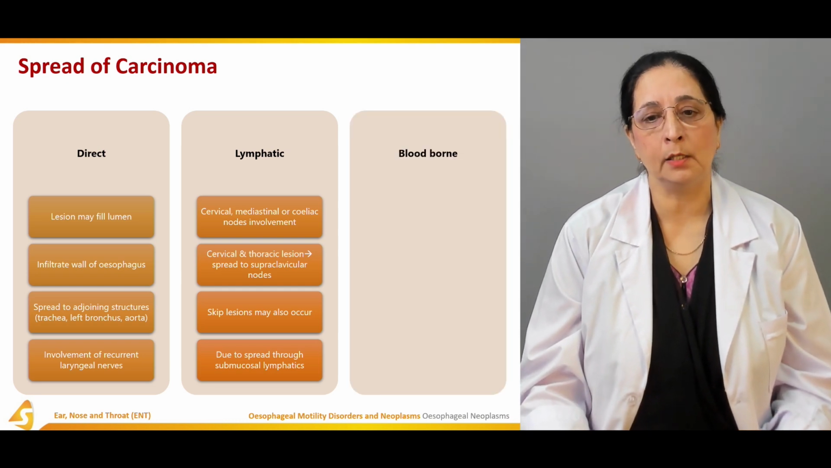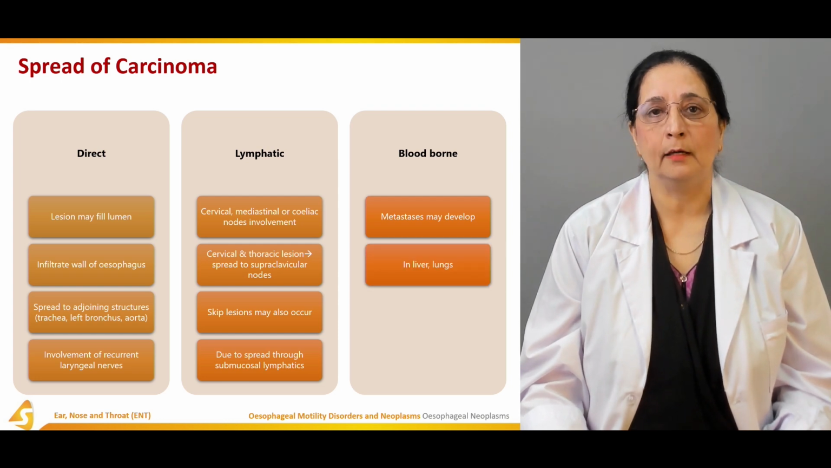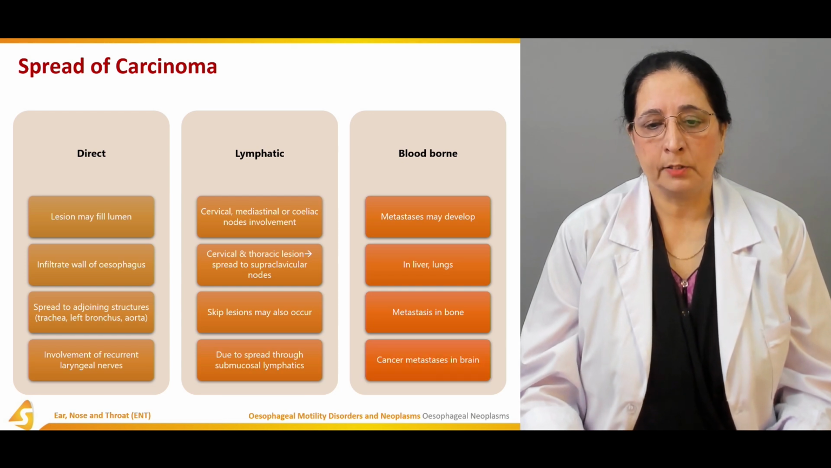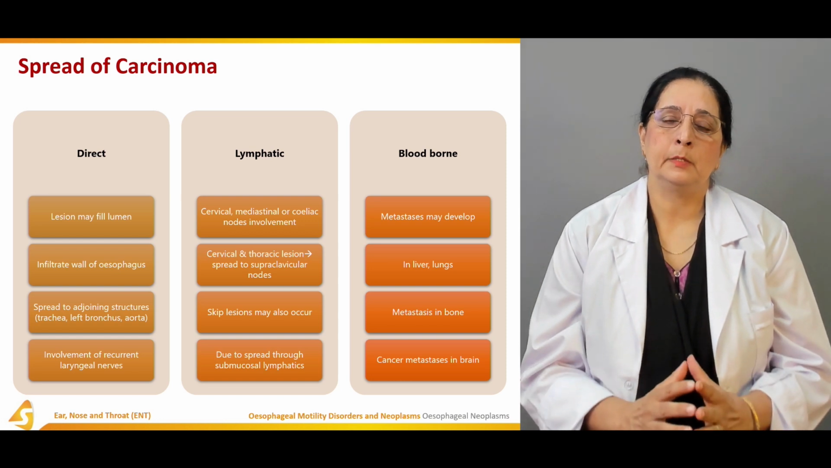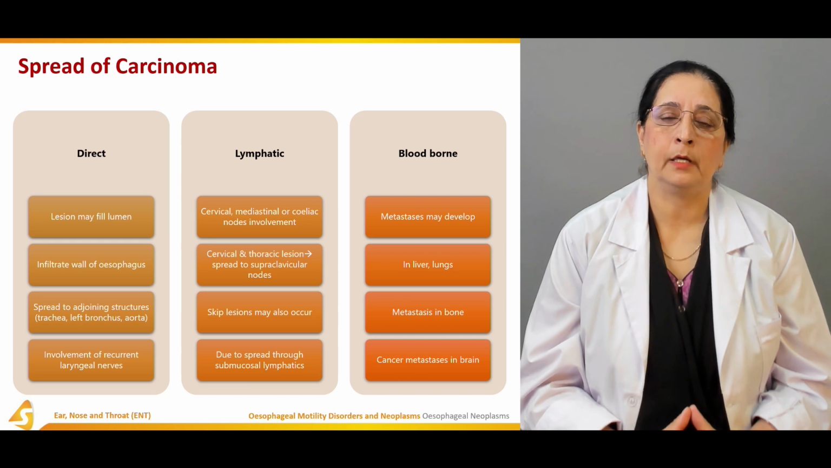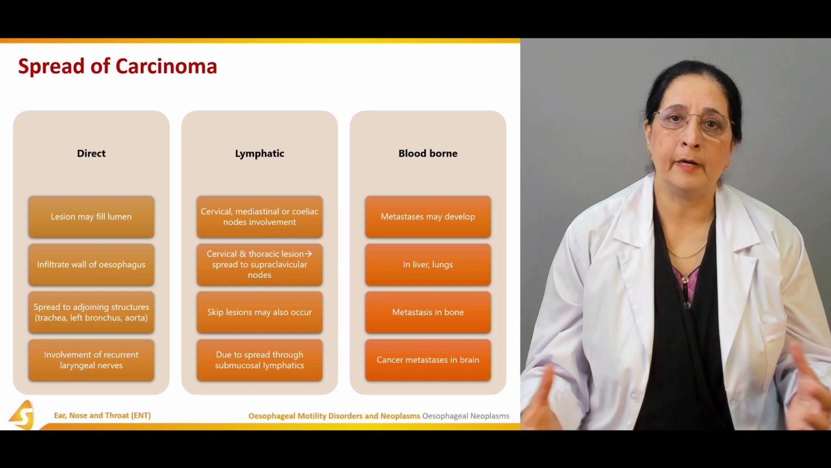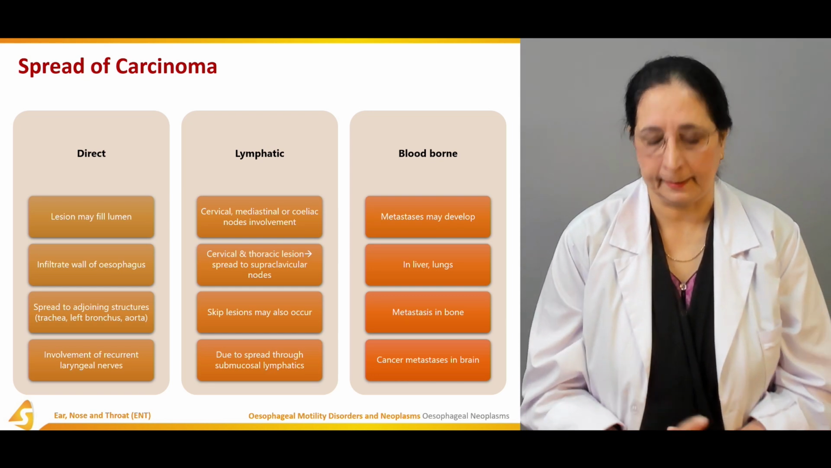Then blood-borne metastasis may develop in the liver, lungs, bone, and also in the brain. So the spread of esophageal carcinoma can occur like any other cancer through direct spread, through the lymphatics, and through the blood supply.